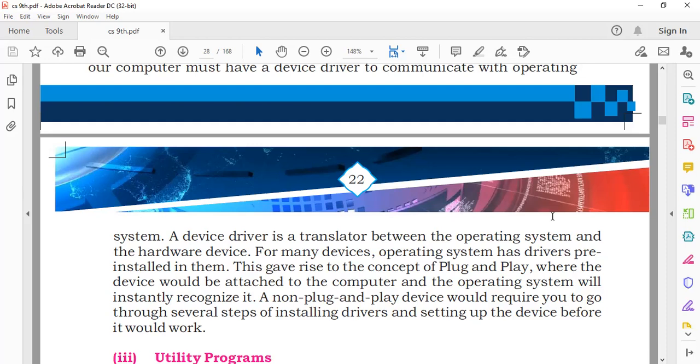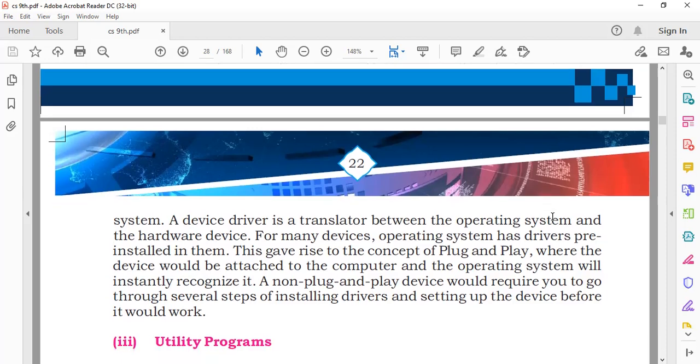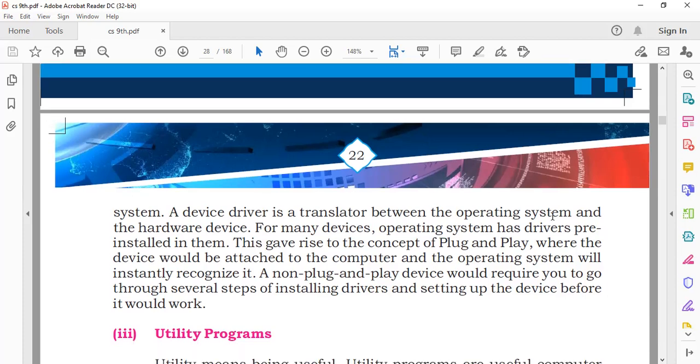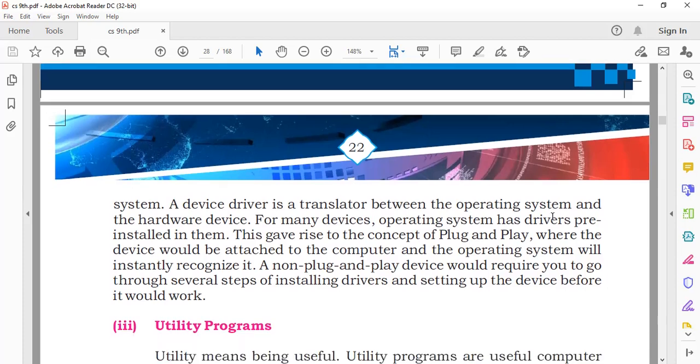Many devices which you have in your PC have this installation done beforehand. They give rise to the concept of plug and play, where the device can be attached to the computer system and the operating system will instantly recognize it. They have this concept of plug and play: if you just give it a signal, it will pick up the command, instantly recognize the function, and it will run.